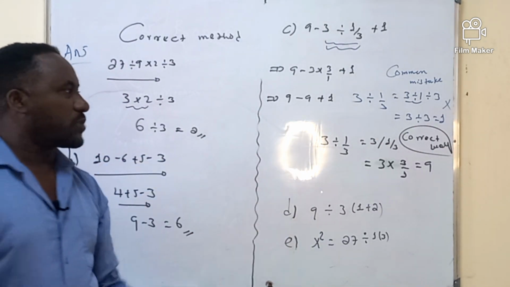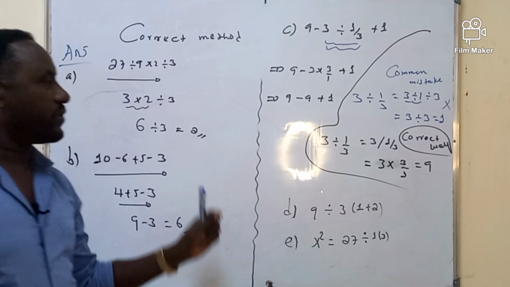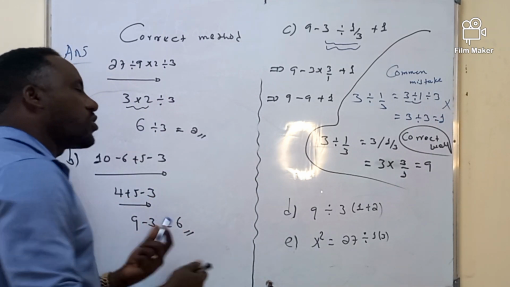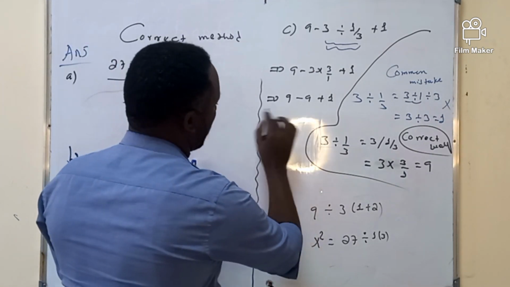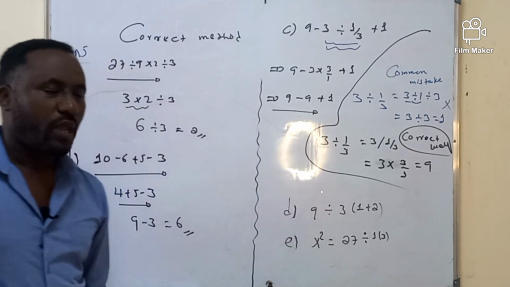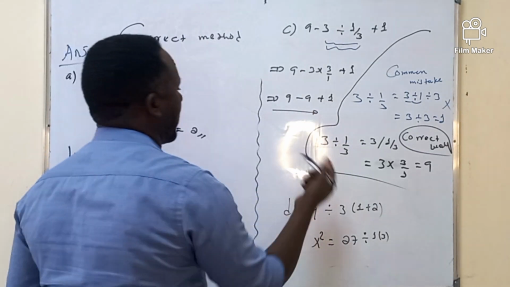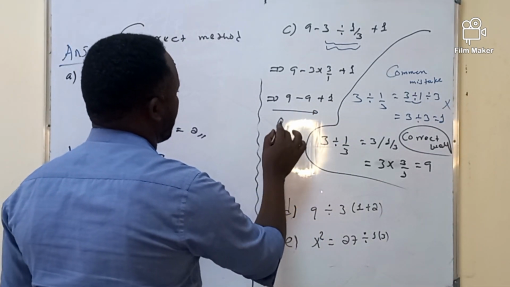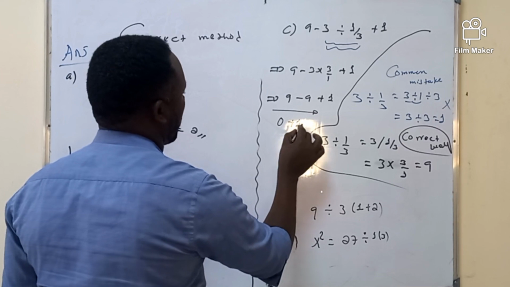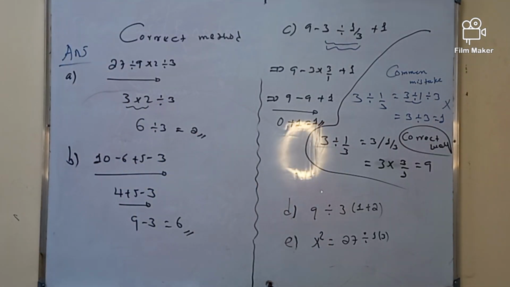So how are we going through this problem? Based on the order of operations, which is going to be done first? You have to go from left to right again. So 9 minus 9 is exactly 0. 0 plus 1 is going to be 1. So this is how to simplify this problem.